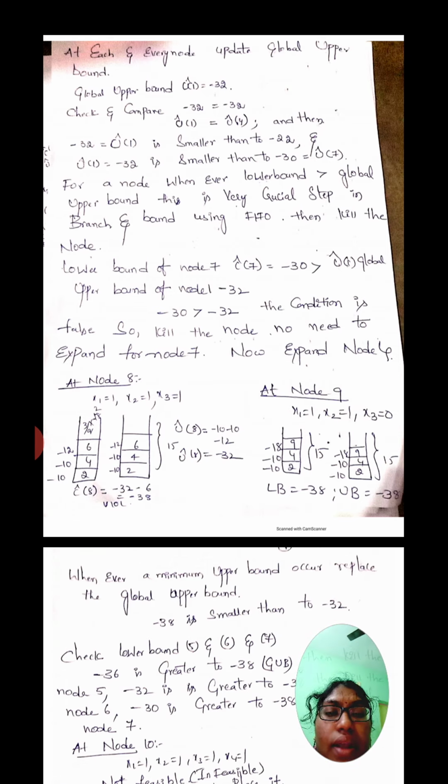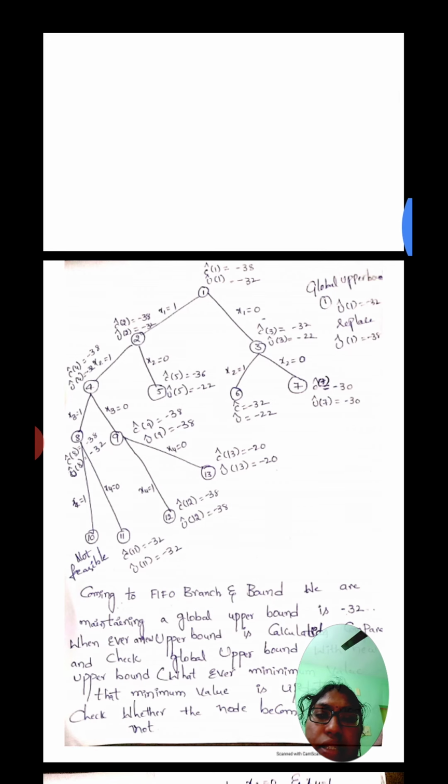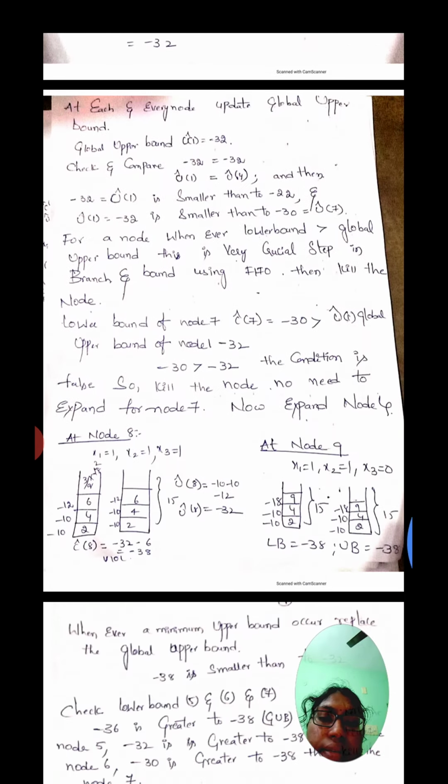Coming to node 9, x1 is equal to 1, x2 is equal to 1, x3 is equal to 0. We trace the path at node 9: x1 is equal to 1, x2 is equal to 1, x3 is equal to 0. The path is 1 to 2, 2 to 4, 4 to 9. It means the first object and second object must be placed in the knapsack bag, and the third object you don't place in the knapsack bag. Coming to the lower bound is equal to minus 38 and the upper bound is equal to minus 38.